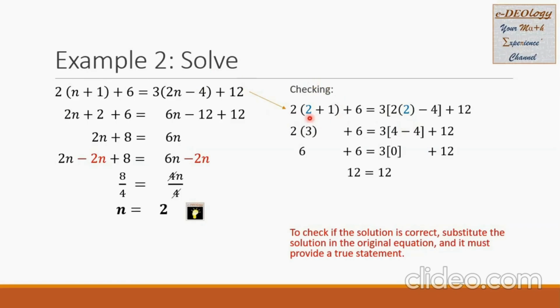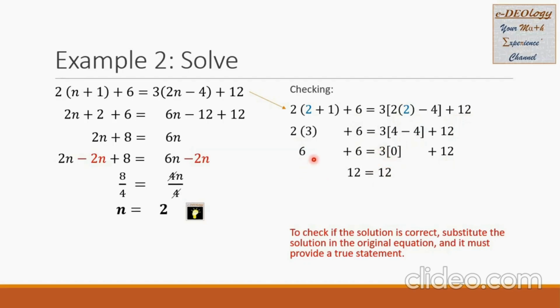So let us simplify. The 2 plus 1 becomes 3. So this is 2 times 3. It becomes 6. Then we'll just copy the 6 and also 6 here and also 6. On the right side, the 2 times 2 is 4. Then we will have the 4 minus 4 becomes 0. 0 times 3, this cancels out. So it means this positive 12 is copied here and then copied here again, and the same 12 will just copy down here.